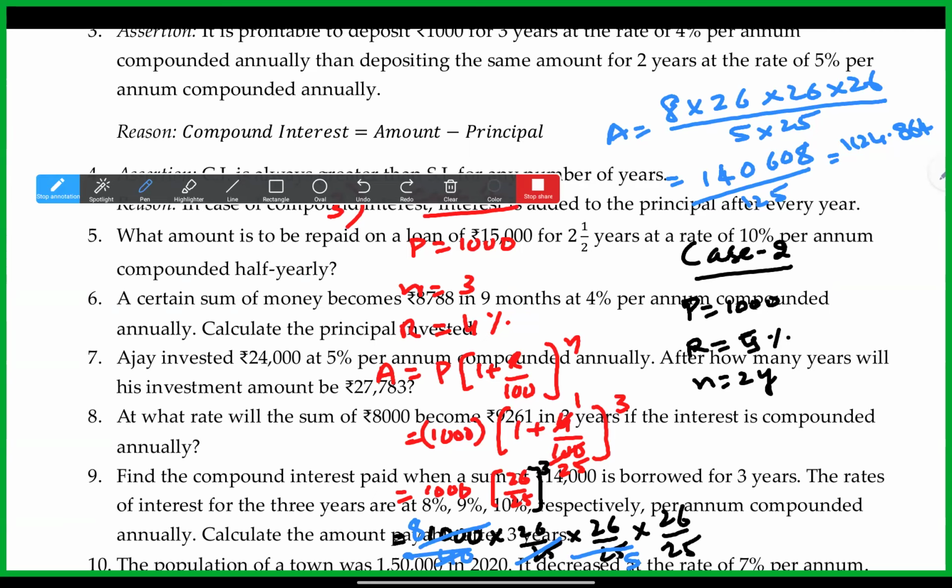So now n is 2 years, so we'll use the formula now. A is equal to P into (1 plus R by 100) whole power n. P is 1,000 into (1 plus 5 by 100) whole power 2. So we get 1,000 into, 5 by 100 is 1 by 20. So 1 plus 1 by 20 will be 21 by 20, whole square. So 1,000 into 21 by 20 into 21 by 20. Two zeros will get cut.